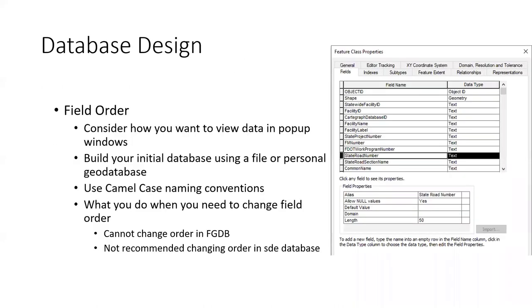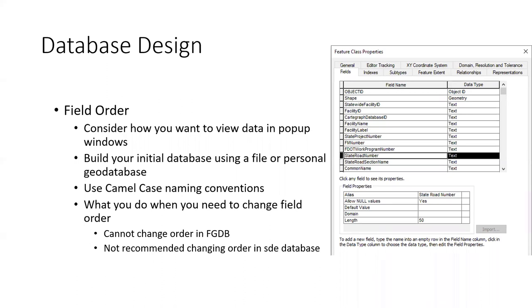The first thing to think about in database design when you're dealing with the GIS world and the Esri environment is your field order. That might sound silly, but it's really not. Here's why. When you are using a published service, you're going to retrieve information from that service by clicking on a feature, and that's going to cause a pop-up window to appear. So that pop-up window is going to display whatever attribute information you want to have available in an order.